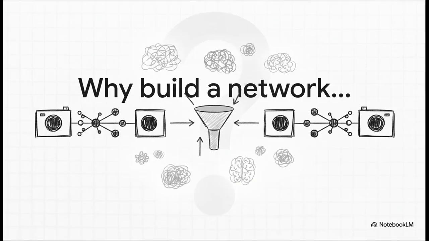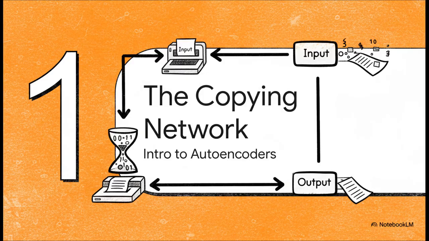Why would you go to all the trouble of building a complex neural network just to copy an image? It feels like this totally pointless exercise. But what if the real goal isn't the copy itself, but what the network is forced to learn along the way? And that right there brings us to our main subject today, the autoencoder. Yeah, at first glance, it looks like a simple copying machine, but its real magic, its real power, is all in that journey from the input to the output.